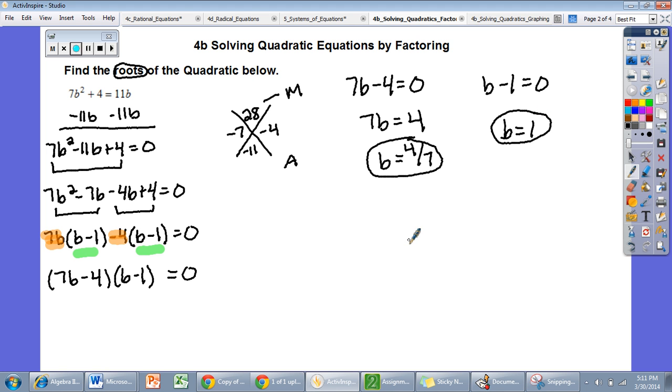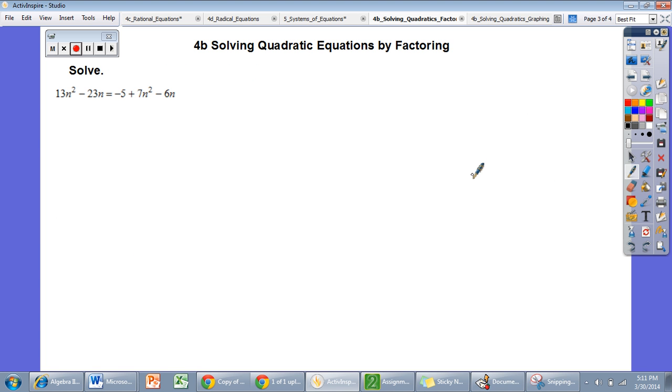So if you graphed this particular equation, you would see that the two places where it crosses the x-axis are at 4/7 and +1. All right, let's do one more example of this. If you wanted, you could pause the video here, you could try this one on your own, and then you could see if you got the right answer.